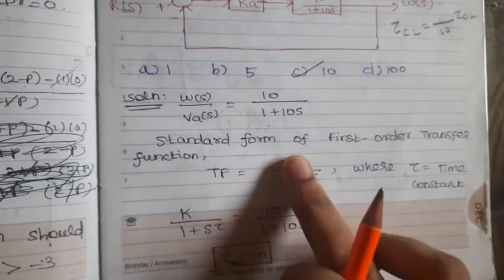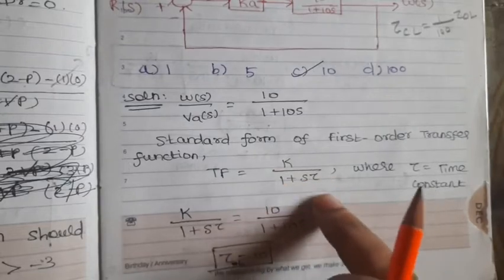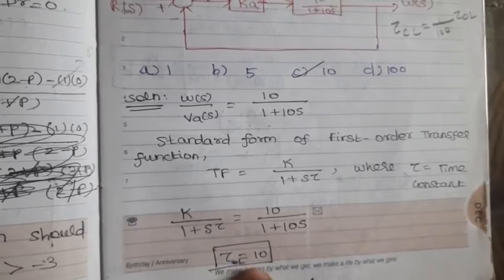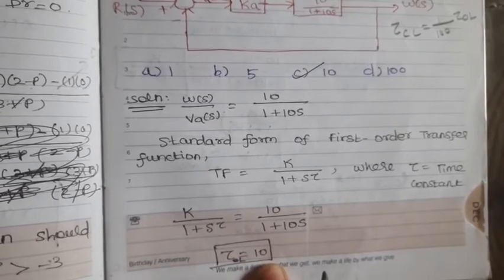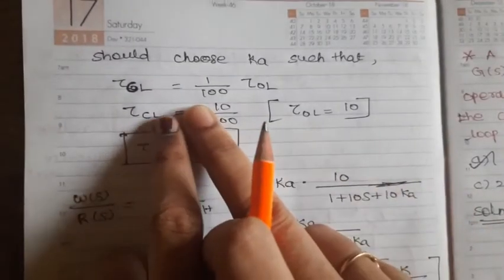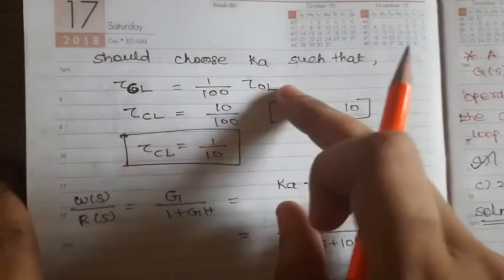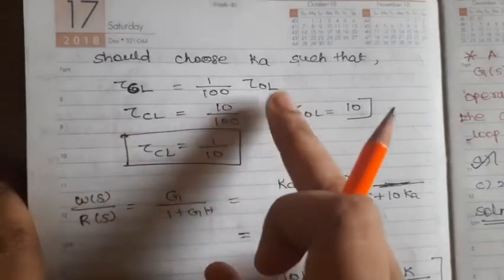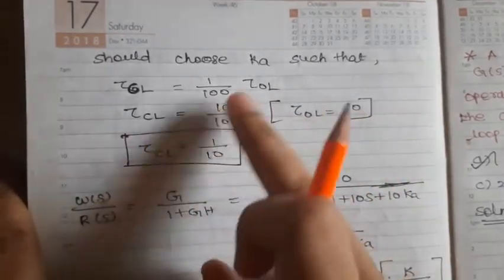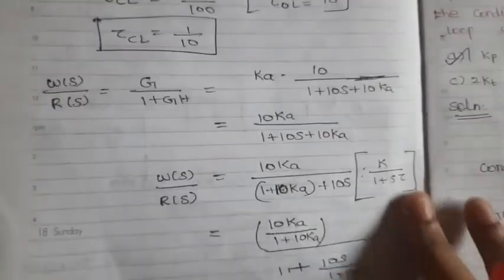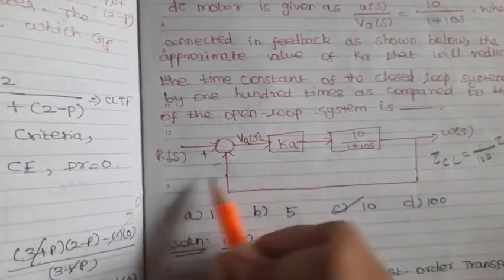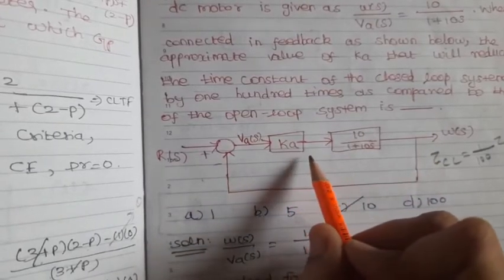This is the open loop first order transfer function. So this is the standard form K divided by 1 plus s tau. Equating this, tau is equal to 10 here. So tau open loop time constant is 10. What is the closed loop time constant then? Tau closed loop is equal to 1 by 100 into tau open loop, right? So substitute 10, we are getting 1 by 10. So now find out W of s by R of s, which is nothing but G divided by 1 plus GH.